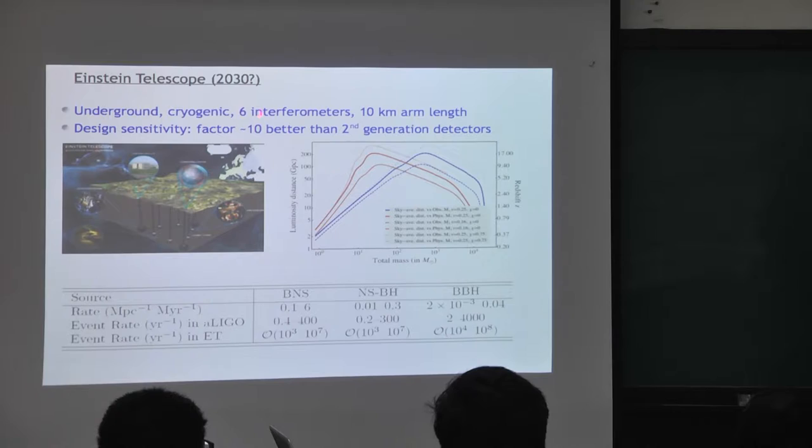The red gives you the distance reach for the intrinsic masses, and the blue gives you the distance reach for the same objects, but in terms of the redshifted masses.